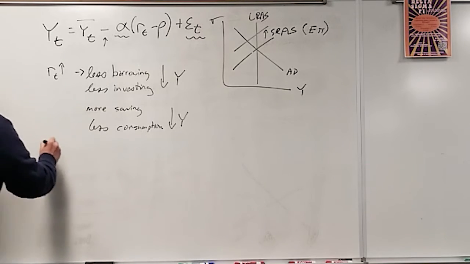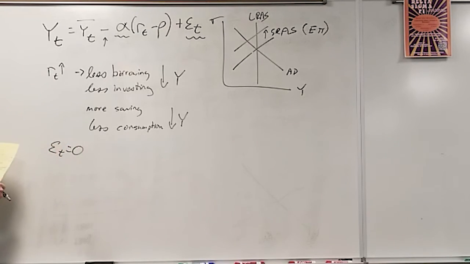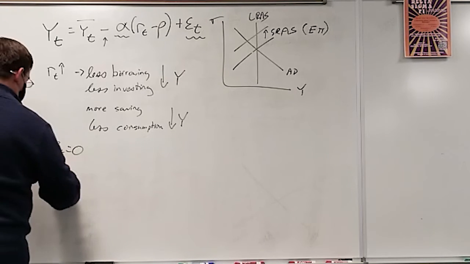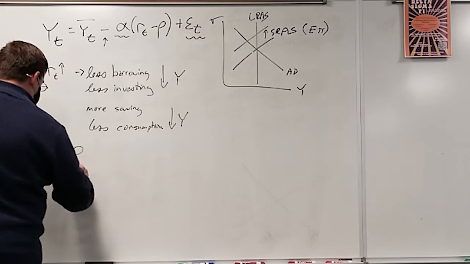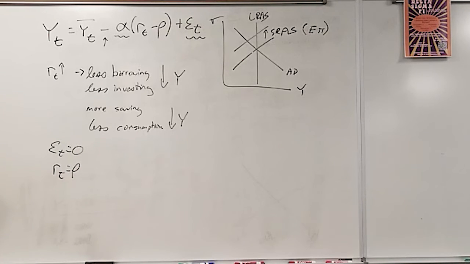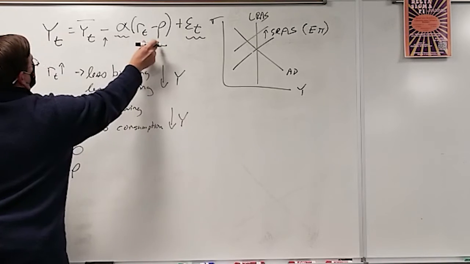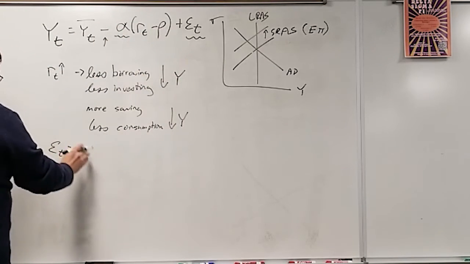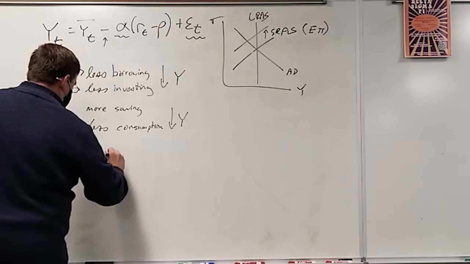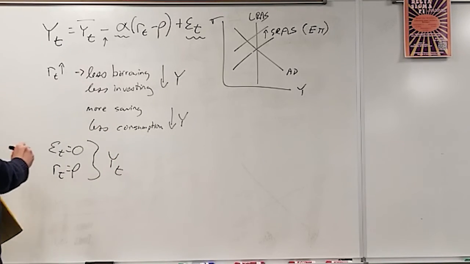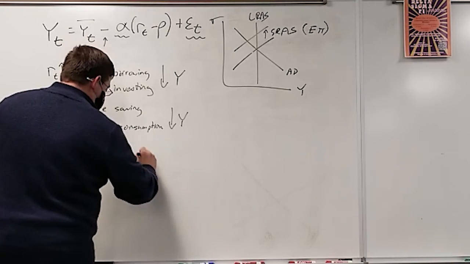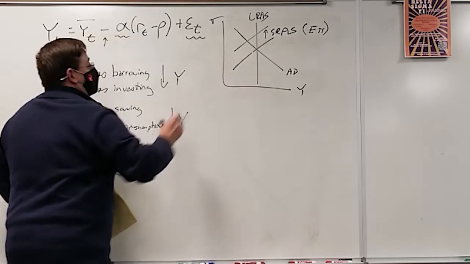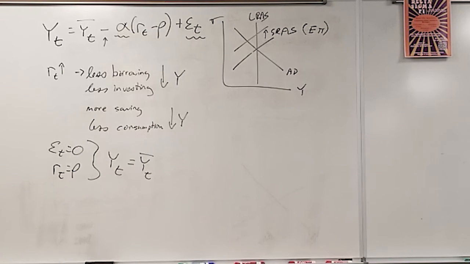Now, if E of t is equal to 0, if R of t is equal to rho, then this term is 0, this term is 0, 0 times alpha is 0. If these two things are true, then the actual output experienced this year will be equal to the natural rate of output, our long-run aggregate demand curve. Long-run aggregate supply curve, I should say.